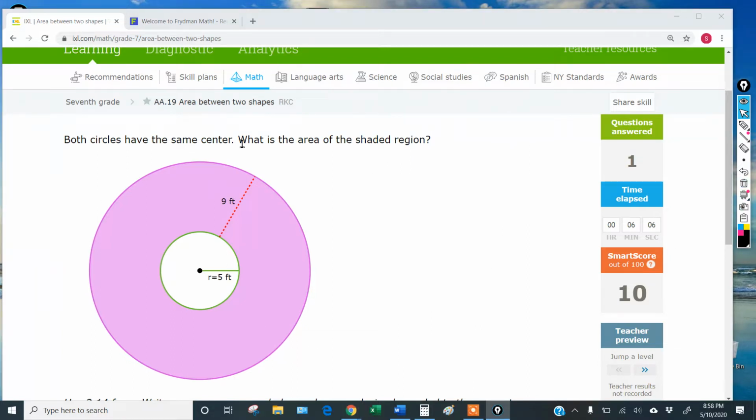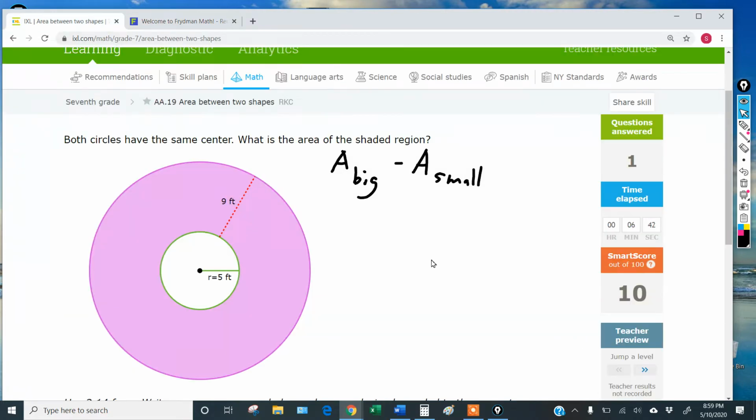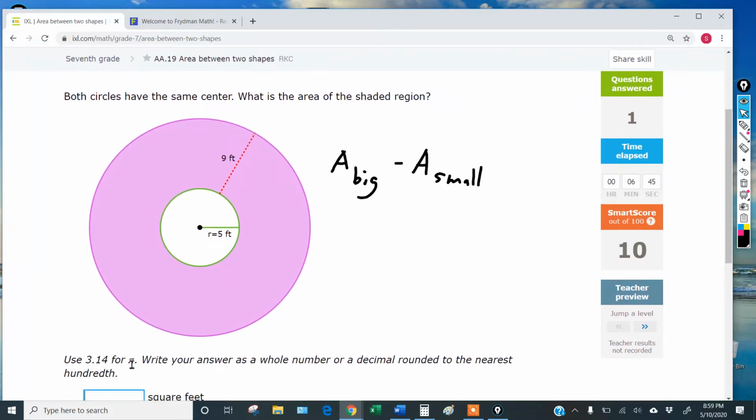Okay, next, both circles have the same center. What is the area of the shaded region? Again, we're going to find the area of the big circle and subtract the area of the small circle. So we'll write area of the big circle minus the area of the small circle. Okay, again, on the reference pages, you can see the formula for the area of a circle is pi r squared. Pi times the radius squared. And usually it tells us to use 3.14. Yeah, here it is. So we're going to use 3.14 for pi.